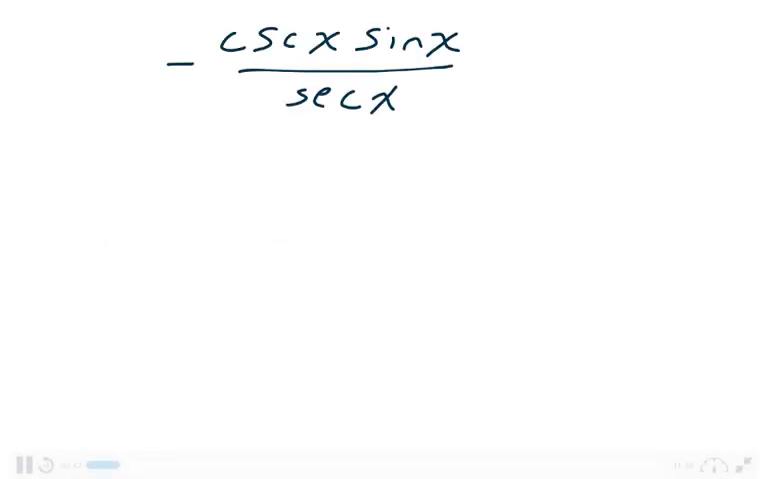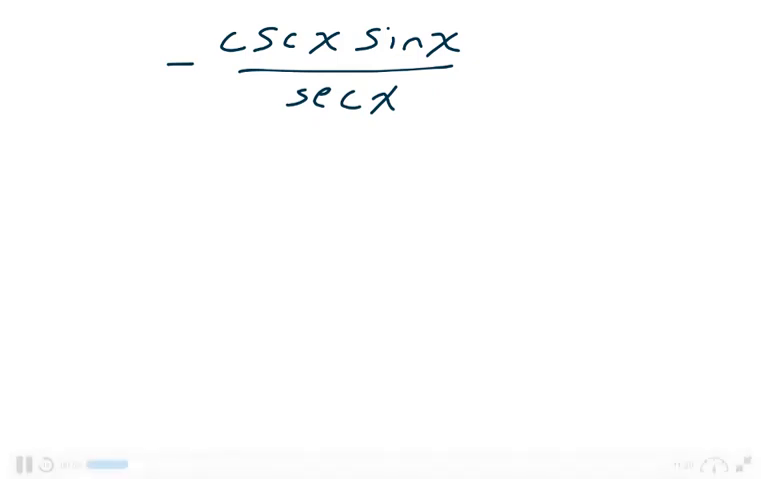Now I'm going to do, I think, 5 or 6 problems. They're intended to kind of get you a little jump start, and let's begin. I believe this problem is in the first column. Do you see it? It's about halfway down. Negative cosecant sine over secant.